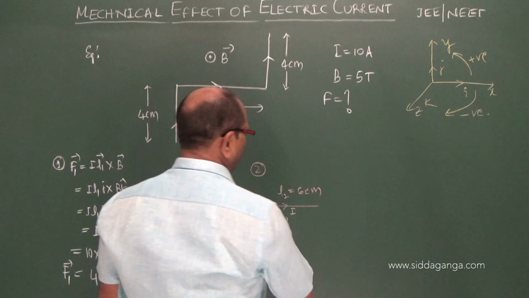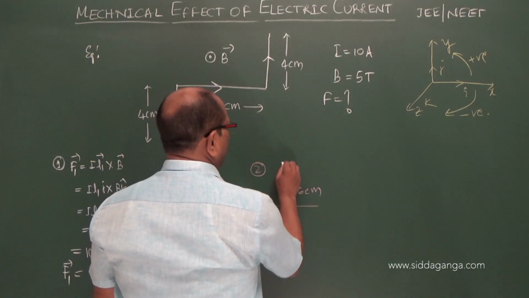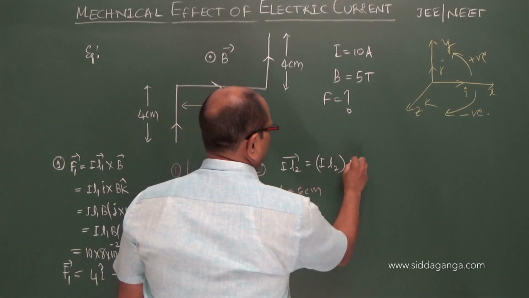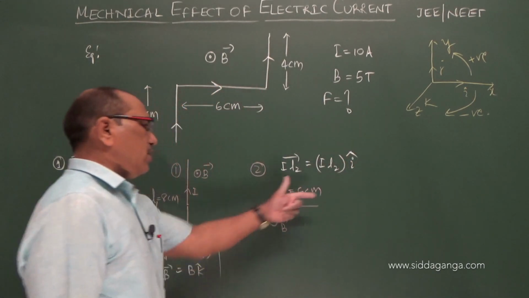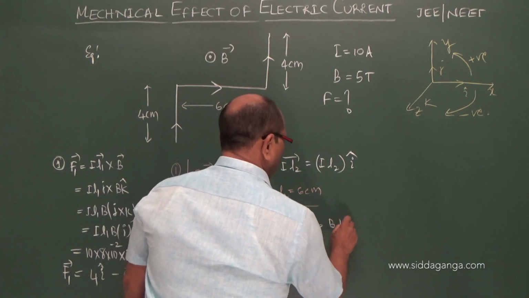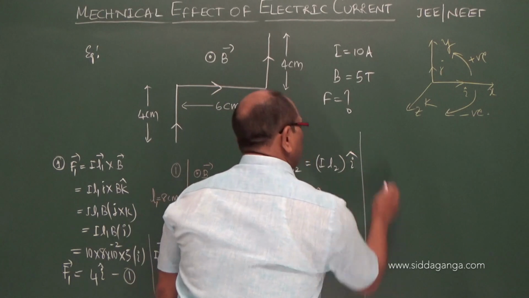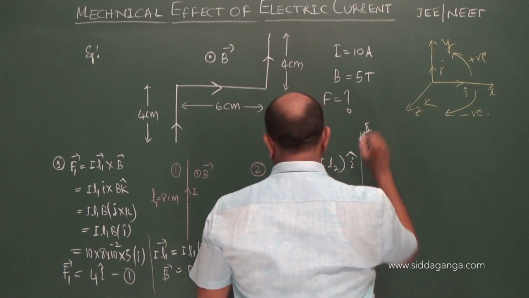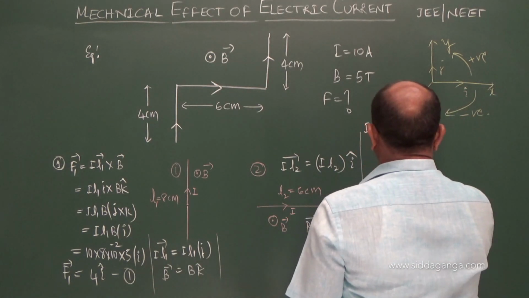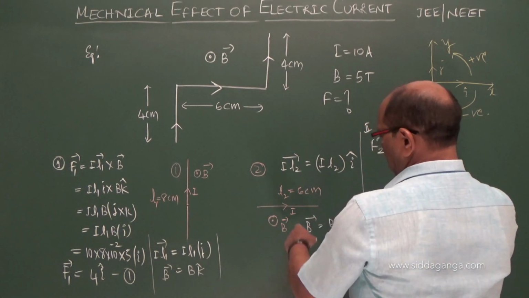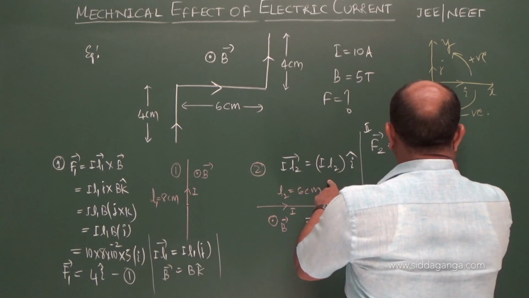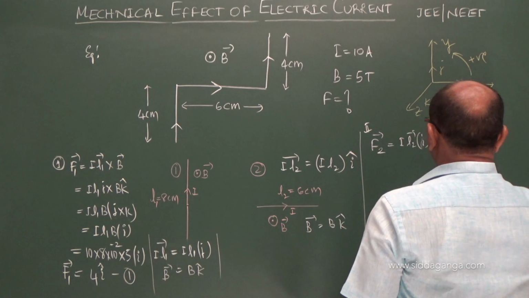Come to the second. Current in this direction means I L2 into i, the direction of current is this. Taking B as B k, for the second part, for this portion of the wire, F2 is equal to I L2 cross B, that is I L2 i cross B k.